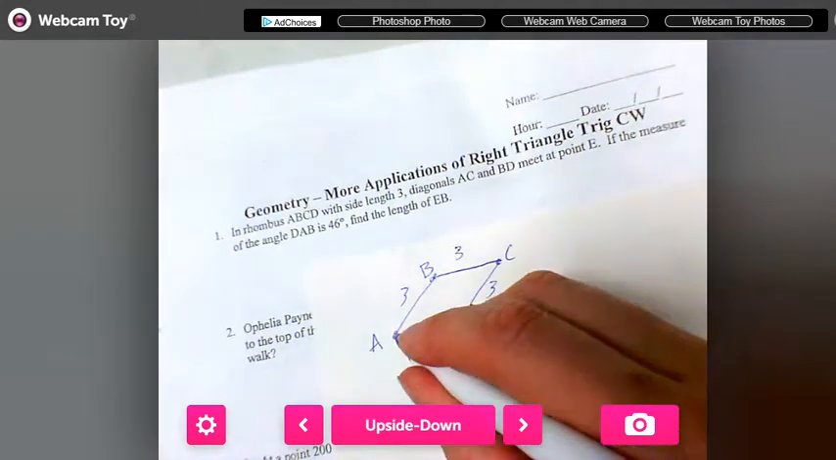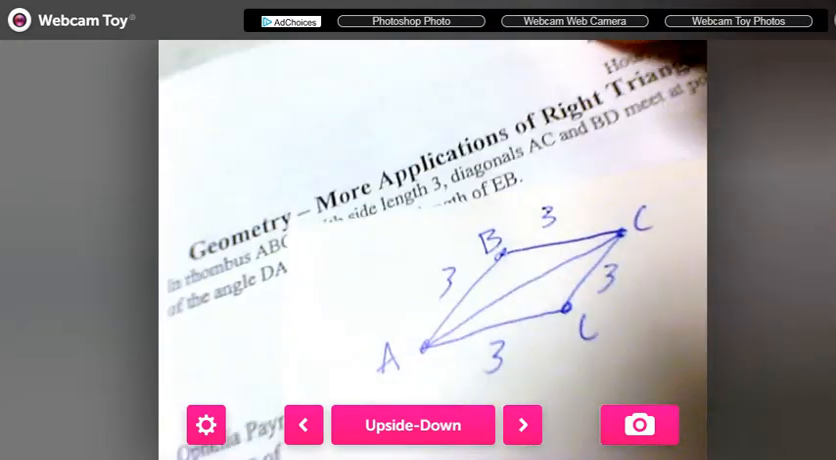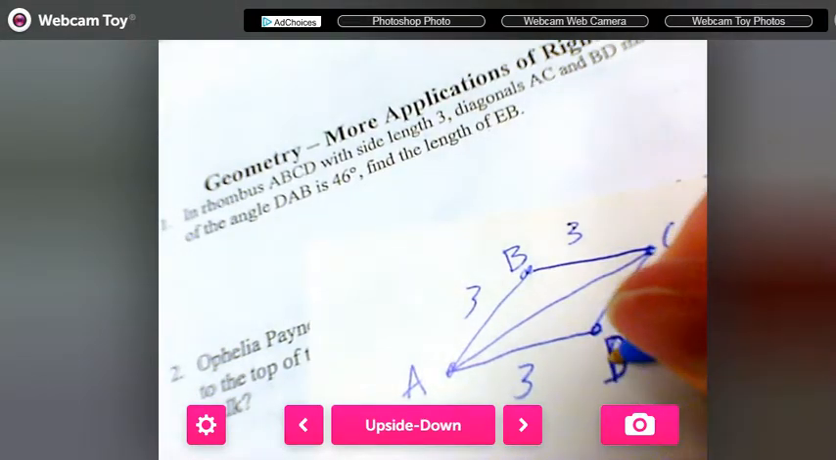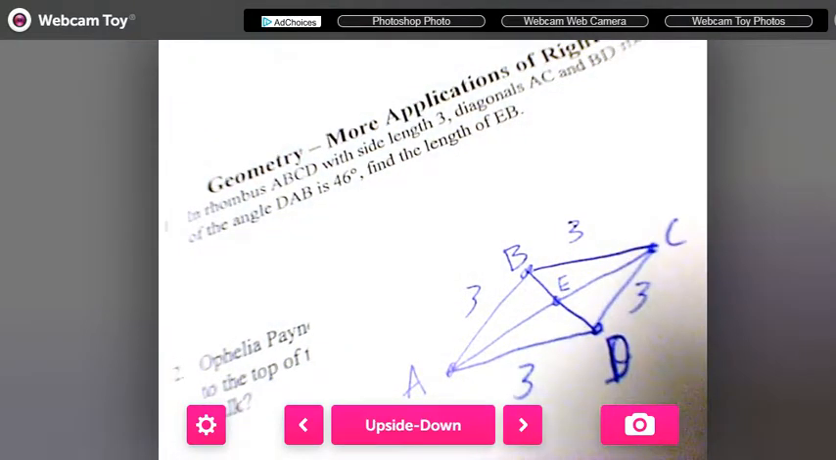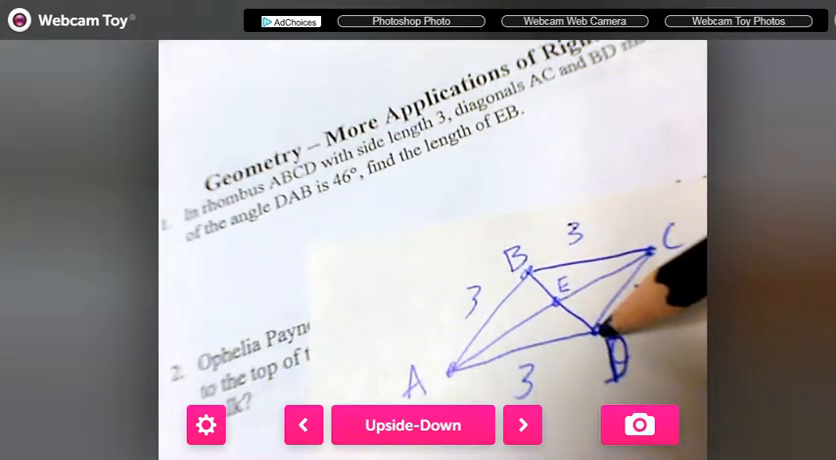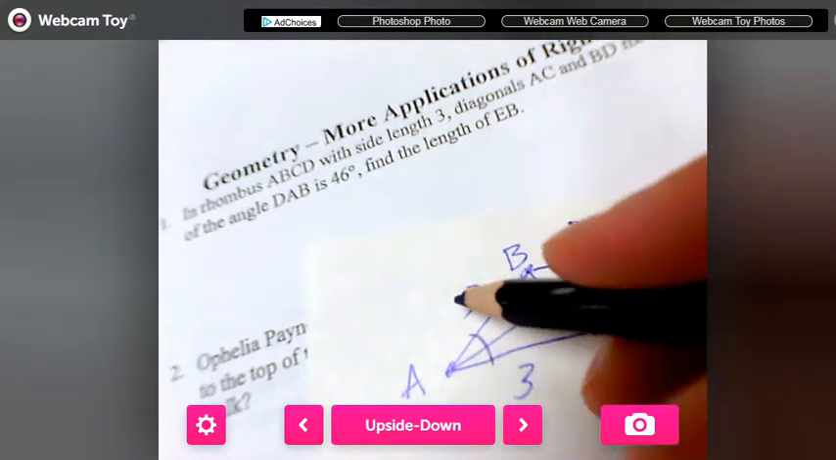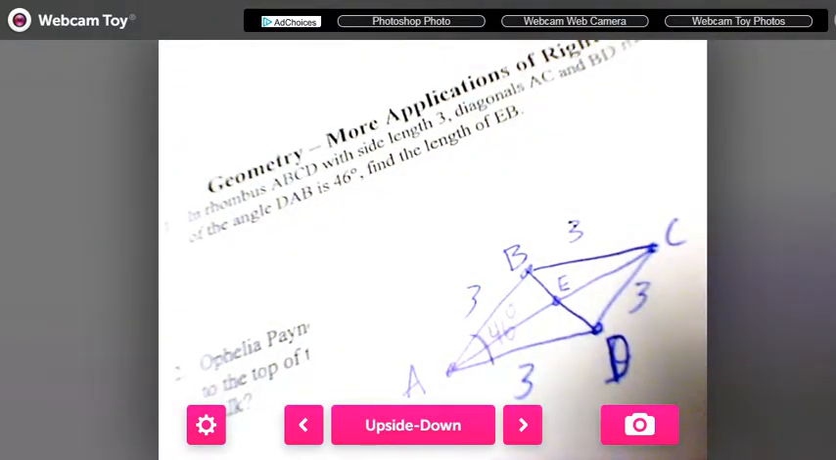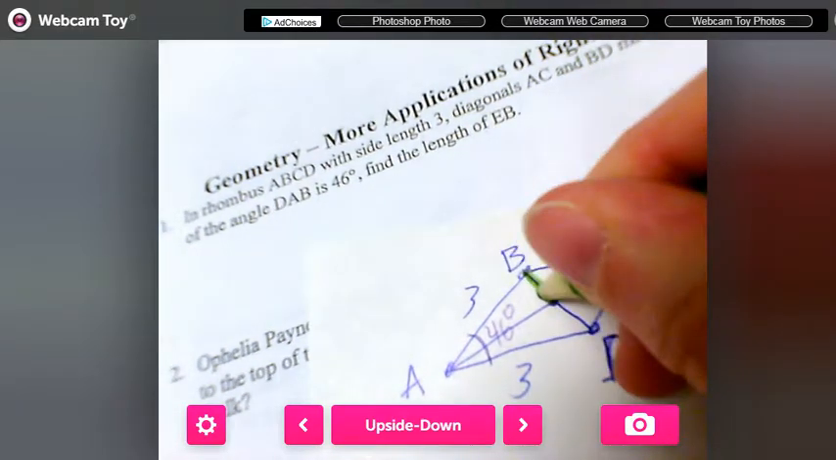A to C. And B to D. Oop, this is D. B to D meet at point E. Okay. And it says angle DAB, this angle right here, is 46 degrees. I want to find the length of EB, that in green.